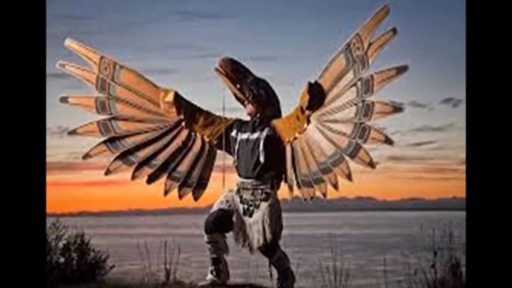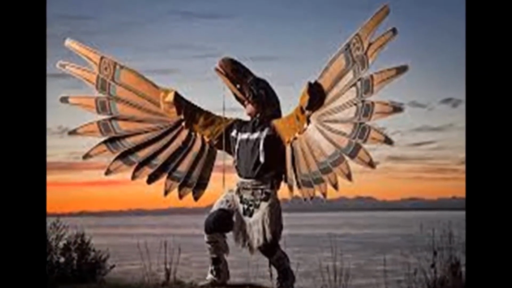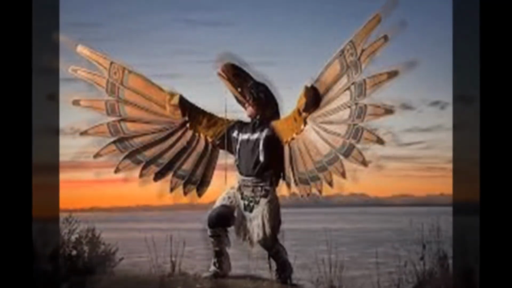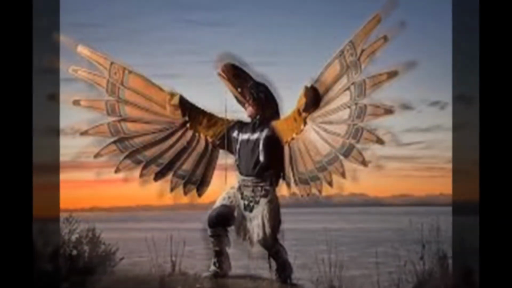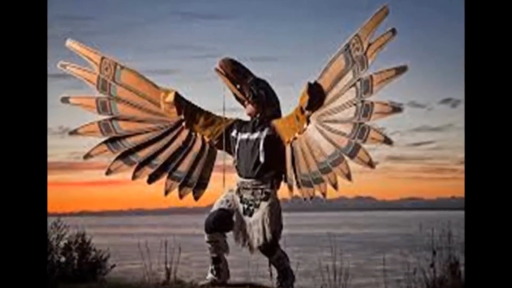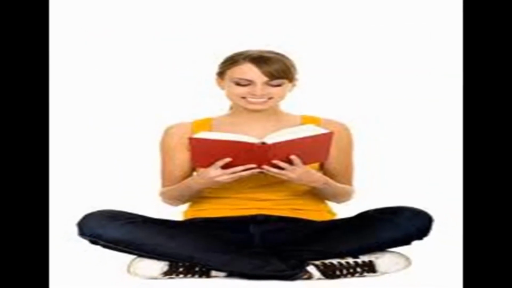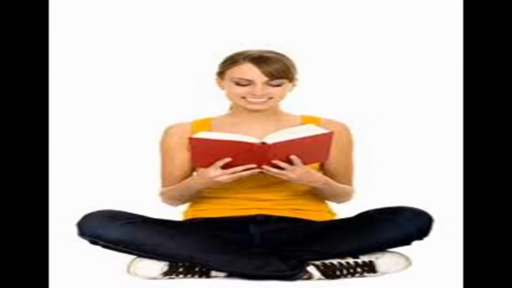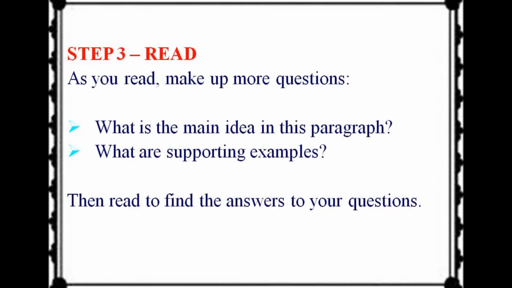For such a survey question, you should use an important style of reading and also an important strategy of reading. In the first, that is a survey. When we are making a survey, that is the first step. The second step is questioning. Convert the first heading in the selection into a question or a series of questions. For example, if the heading is the dances of India, you could make that into what are the dances of India?